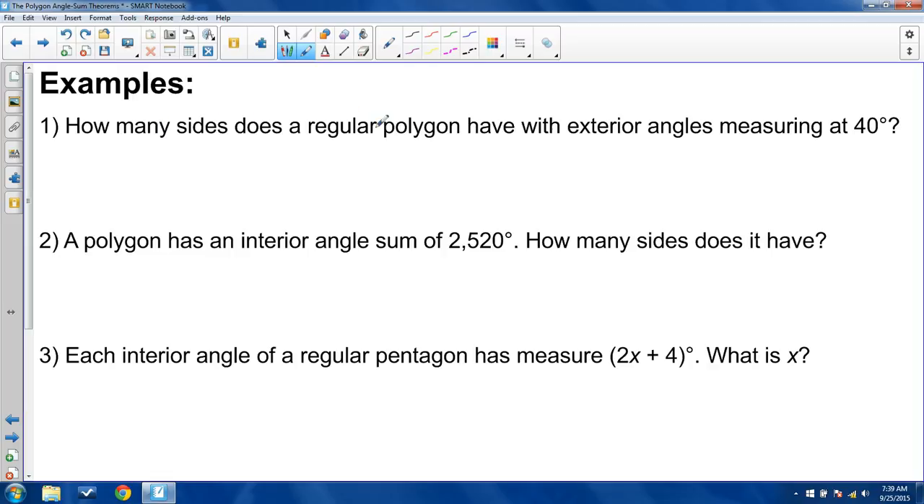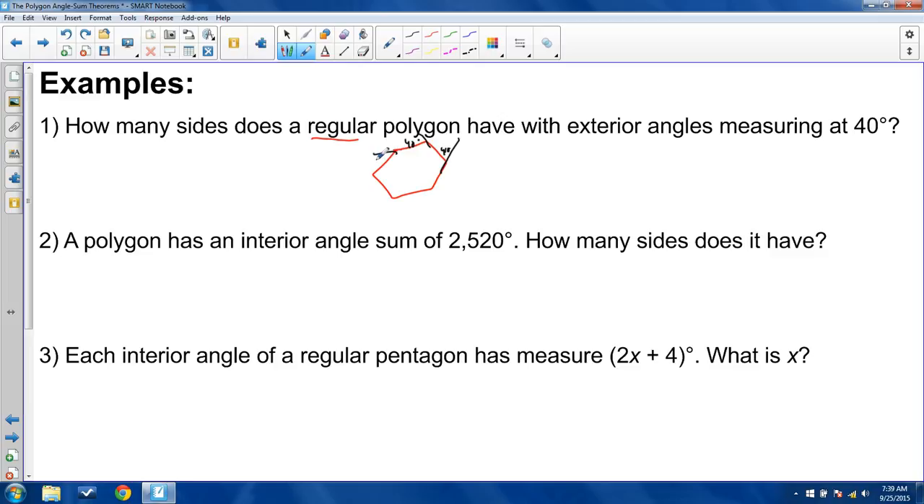How many sides does a regular polygon have with exterior angles measuring 40 degrees? So in this example, you're looking at some sort of polygon. I have no idea what the polygon looks like. I'm just drawing it. But when you're looking at the exterior angles, all of these are 40 degrees each. So you can do this a lot of different ways. You could figure out what the interior angle measure is, add them up, then divide by the number of triangles, find the number of sides, etc.